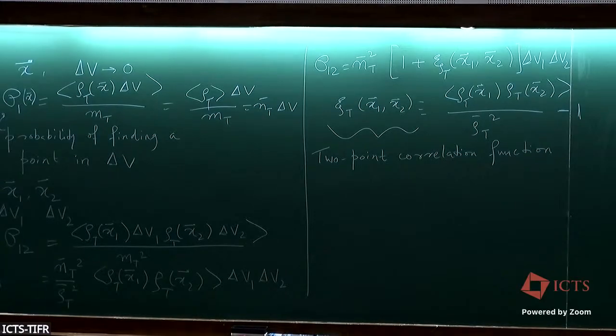So you multiply the densities at 2 points, do an ensemble average, and then do some dimensional correction, and you get something which looks like this. So this is a dimensionless quantity.